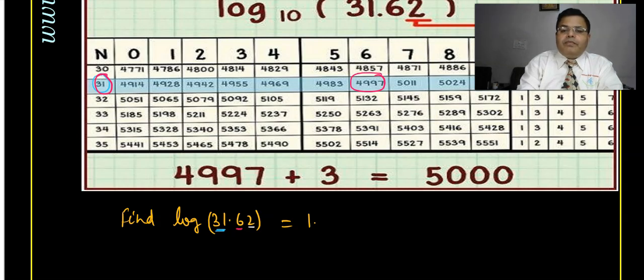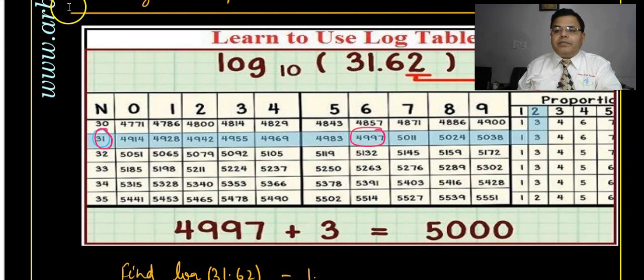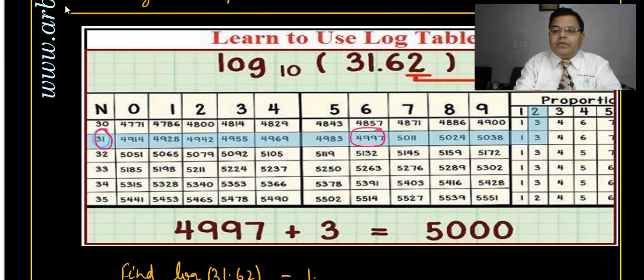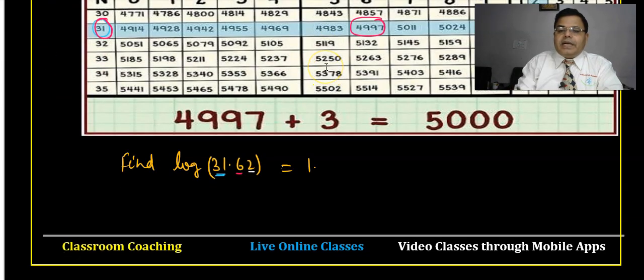Thereafter, for the last digit, which is 2, we find the mean difference. The mean difference for 2 in the same column is 3, so I have to add this 3 also. So 4997 plus 3 is 5000, and the mantissa is 5000. So log 31.62 is 1.5000.